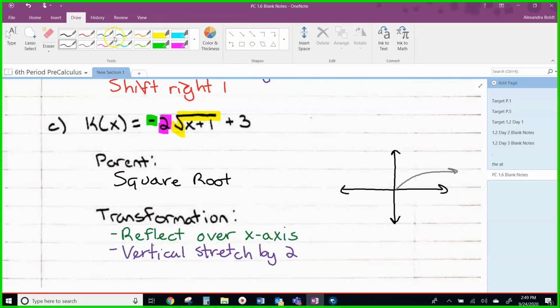So let's graph both of these things. Should be doing one at a time. So I'm going to reflect it over the x-axis. So basically, again, it flips down. There's my new function.